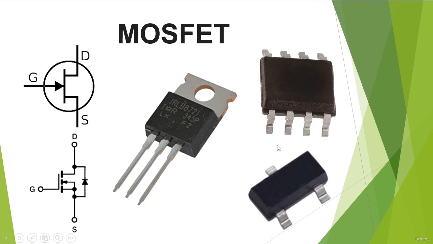You can find transistors with three terminals. As you can see, this is a THT transistor, or through-hole technology device. We have here the terminals: gate, collector, and emitter. Or you can find this type of MOSFET. This is an SMD MOSFET. This is a three-terminal MOSFET. We have gate, drain, and source.